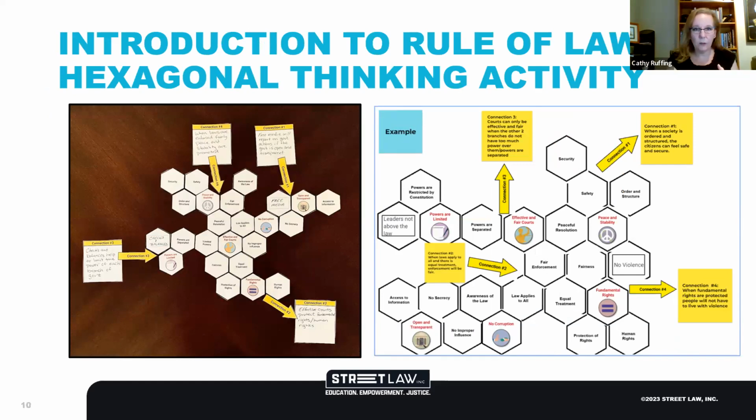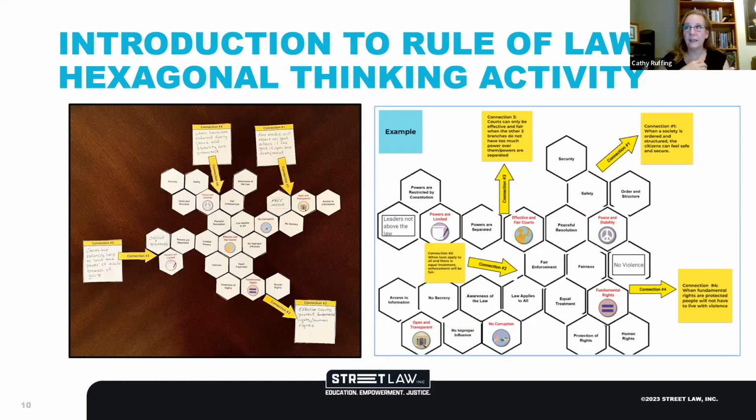So the first lesson that I'd like to highlight for you is the introduction to the rule of law, and it is a hexagonal thinking activity. Please feel free to drop in the chat if you've used hexagonal thinking and what kinds of lessons you've used it for. This might be a new strategy for some people. It's an interesting activity that I learned about, frankly, after I was out of the classroom. But I've done a lot of work with teachers with it, and it allows you to put out concepts. In this case, these are the different parts of the rule of law, like fundamental rights, no corruption, and fair and effective courts, and some other concepts. And it allows students to figure out how they fit together.